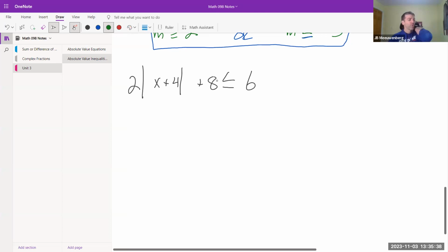So just like before, we've got some other stuff over here on the left side. We've got this 2, which is being multiplied by our absolute value, and we have this plus 8. We need to get rid of both of those things. First, we always get rid of the extra term. So we're going to subtract 8 from both sides. That leaves us with 2 times the absolute value of x plus 4. This is gone. So it's going to be less than or equal to negative 2.